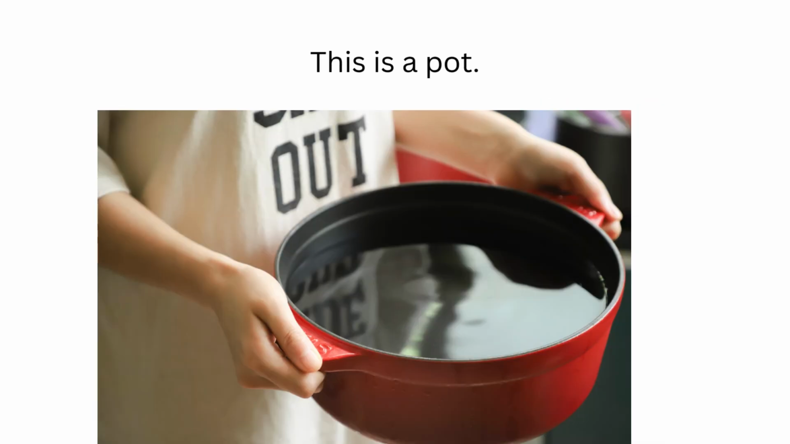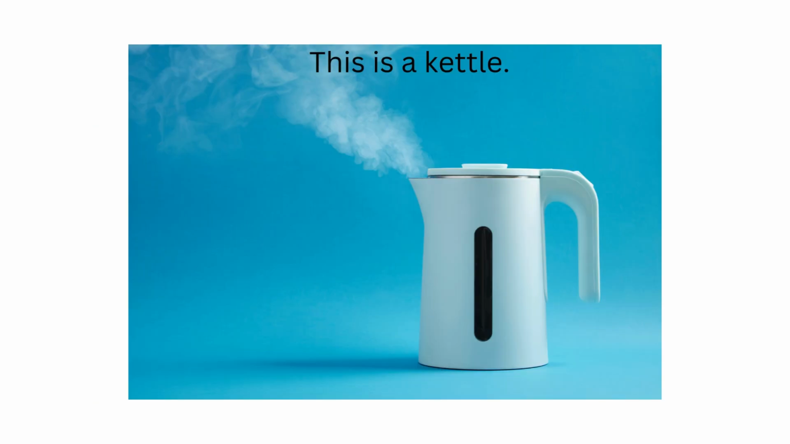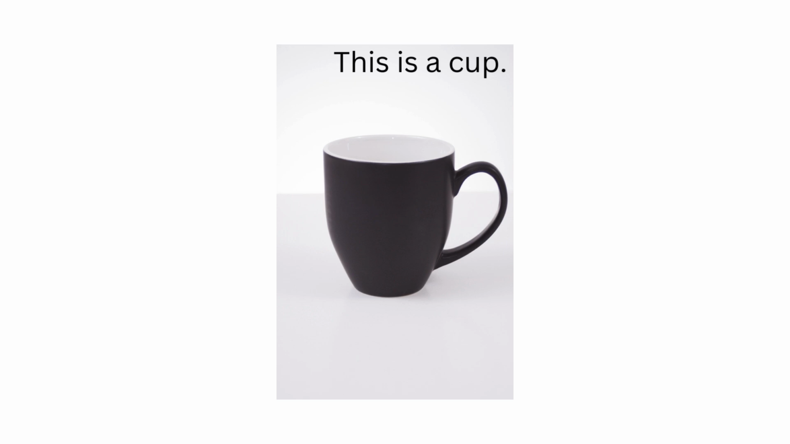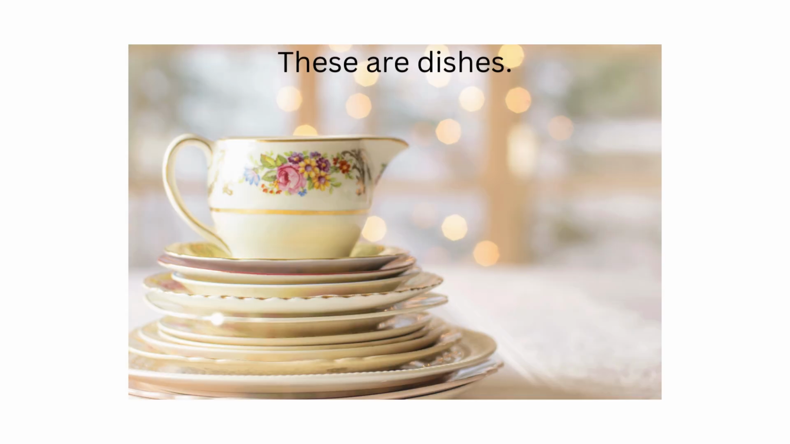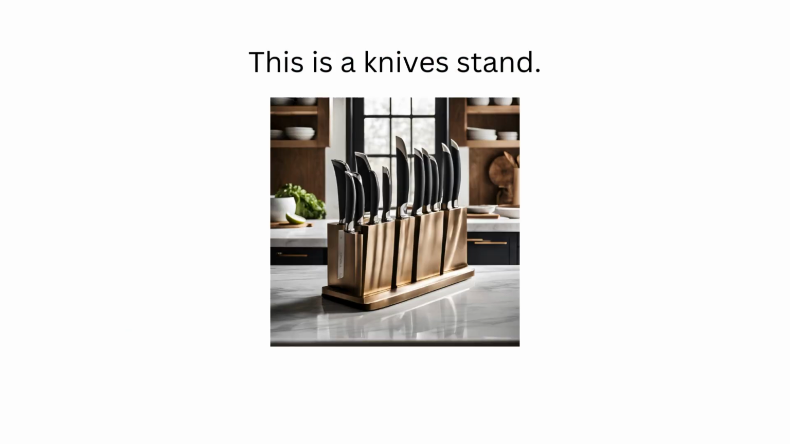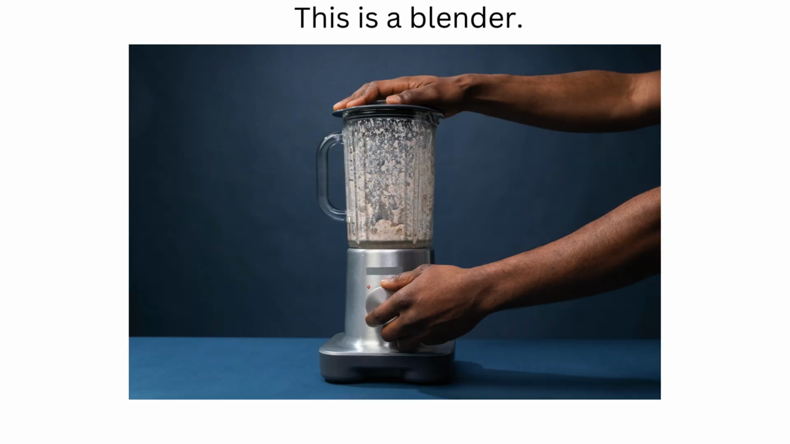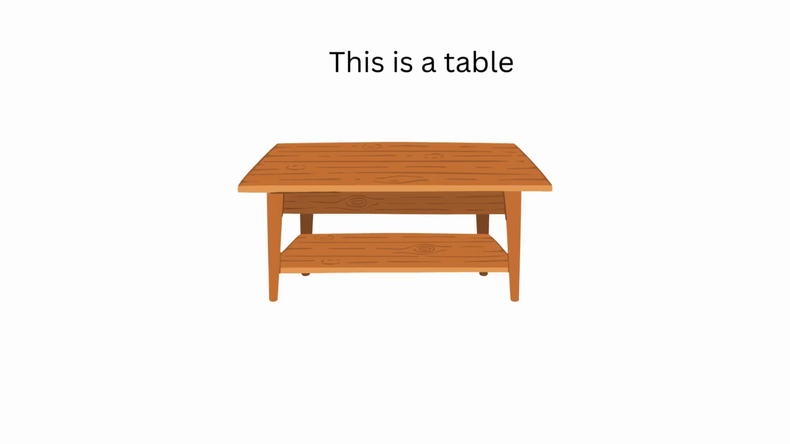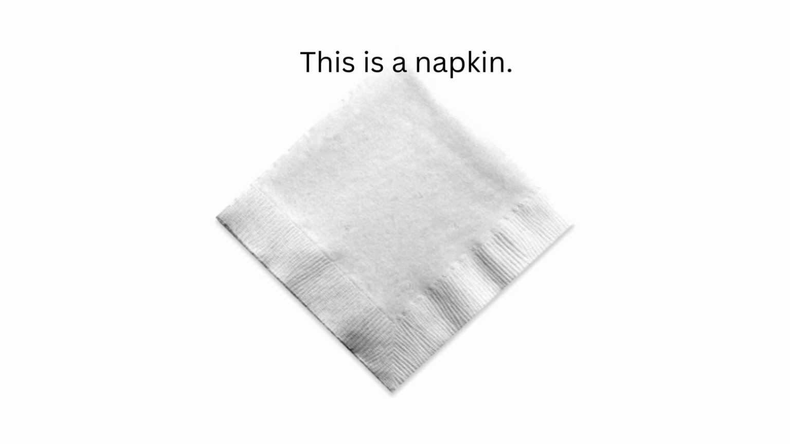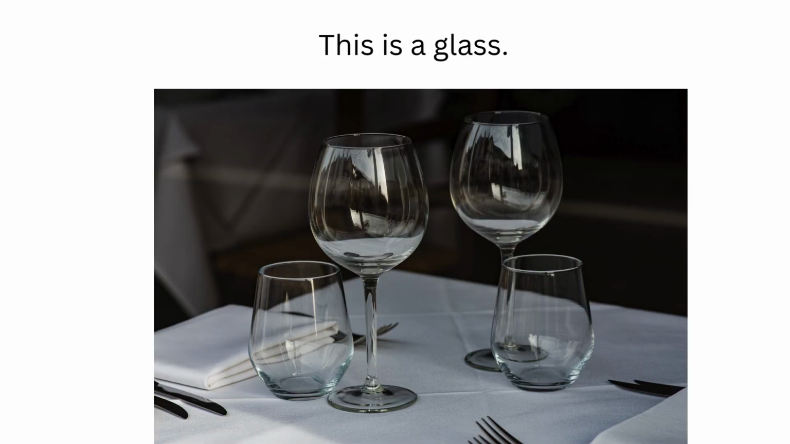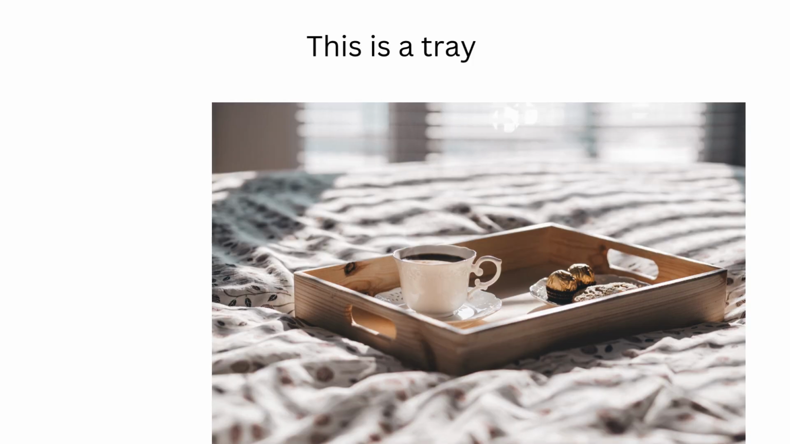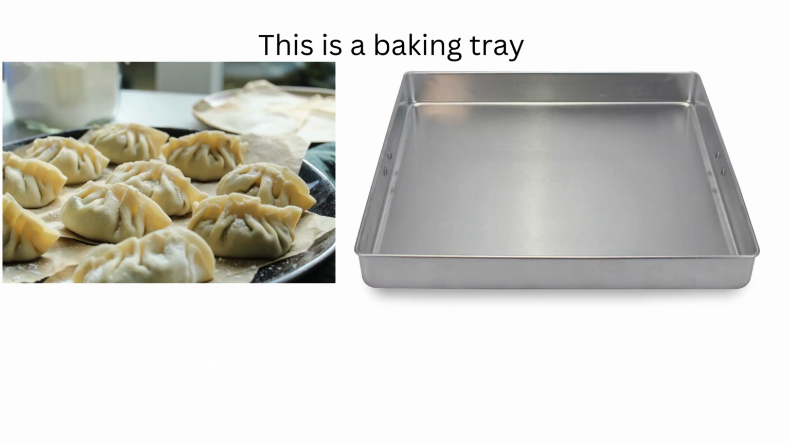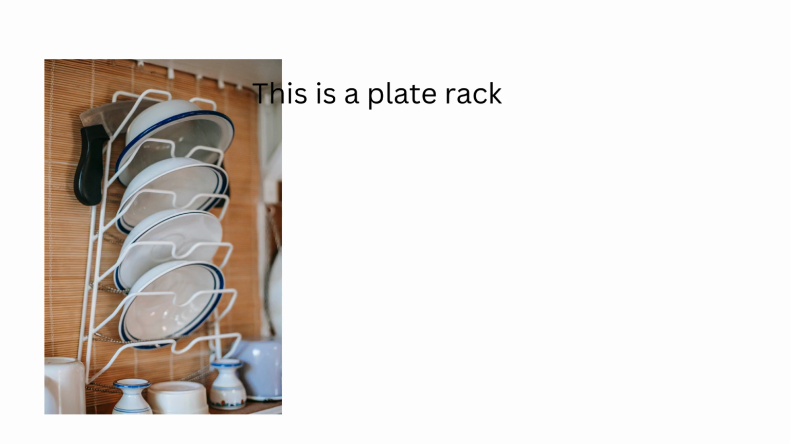This is a pot. This is a kettle. This is a cup. This is a counter. These are dishes. This is a knife stand. This is a blender. This is a table. This is a napkin. This is a glass. This is a salt shaker. This is a tray. This is a baking tray. This is a plate rack.